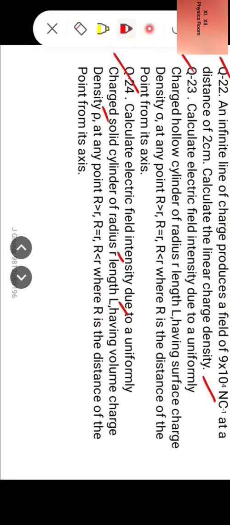Okay, so this is all about this application. Tomorrow we'll take up the 4th application, where we will find electric field intensity due to a uniformly charged thin infinite plane sheet.